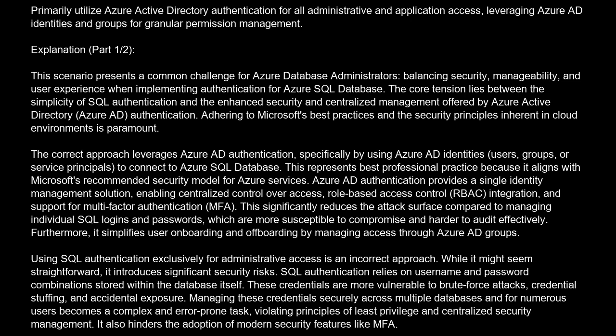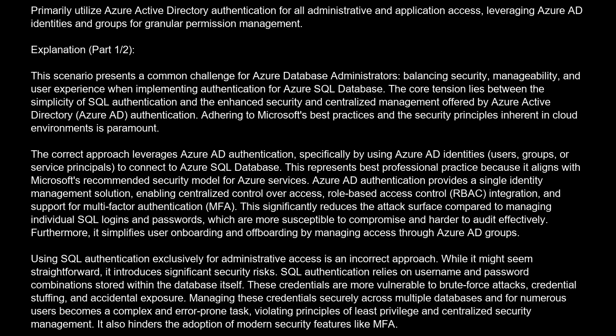implementing authentication for Azure SQL database. The core tension lies between the simplicity of SQL authentication and the enhanced security and centralized management offered by Azure Active Directory, Azure AD authentication. Adhering to Microsoft's best practices and the security principles inherent in cloud environments is paramount.